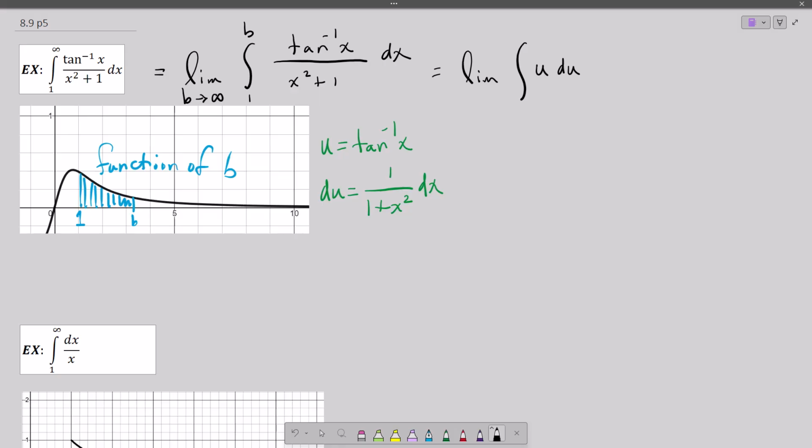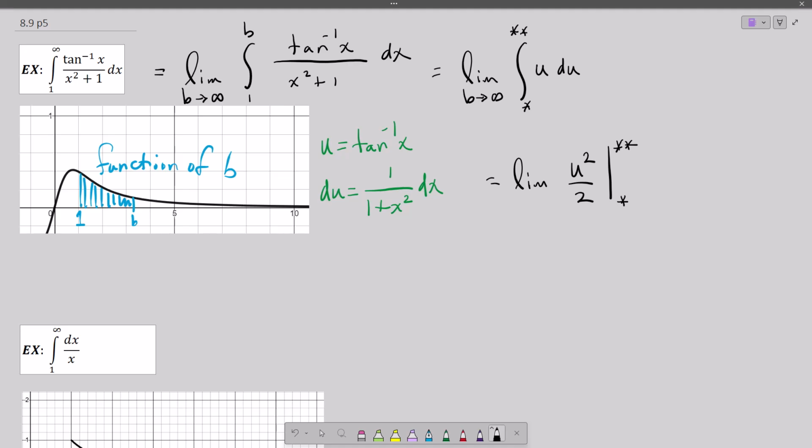The limits of integration, we're going to just hold off. We'll go back to the original limits. So this limit is as b goes to infinity. Limit. All right, so the integral of u squared over 2, u squared over 2 with our placeholder limits.